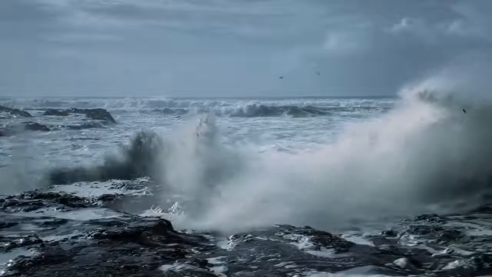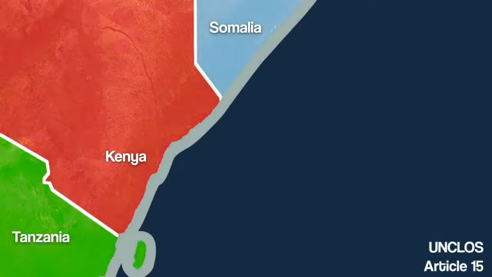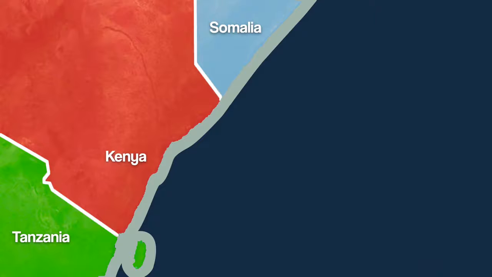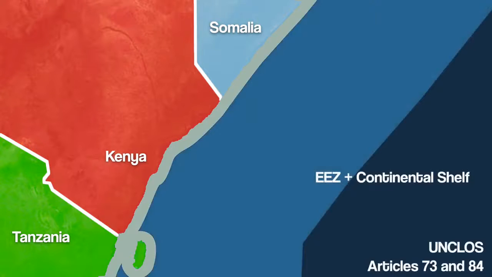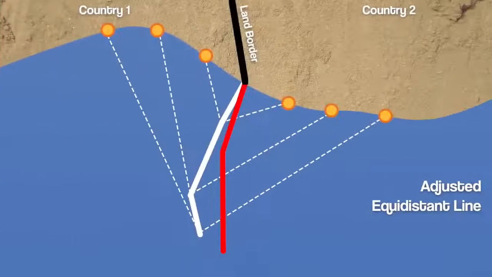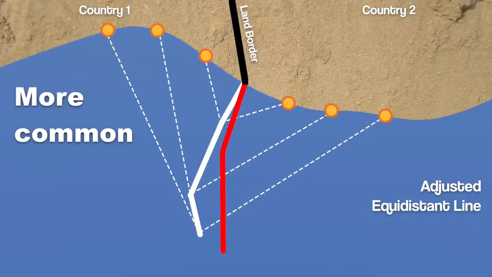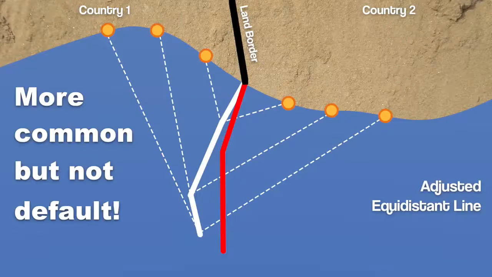It's very clear about how the first 12 nautical miles from shore, the territorial waters, should be divided. That is, using an equidistant line, but it's perhaps intentionally very non-specific about the method for dividing the rest of the maritime zones, including the continental shelf. This means that even though adjusted equidistant lines are more common, they are not strictly the default when determining EEZ boundaries.